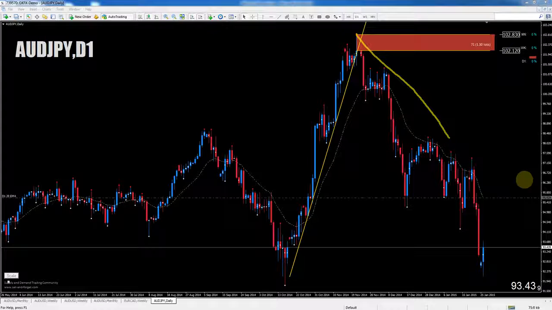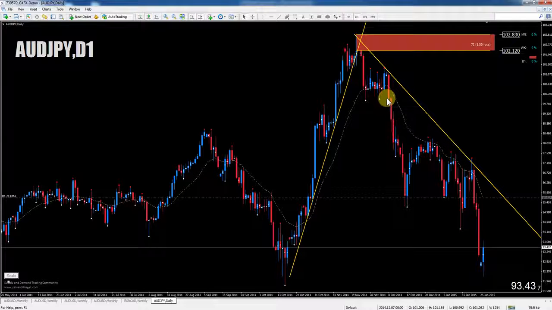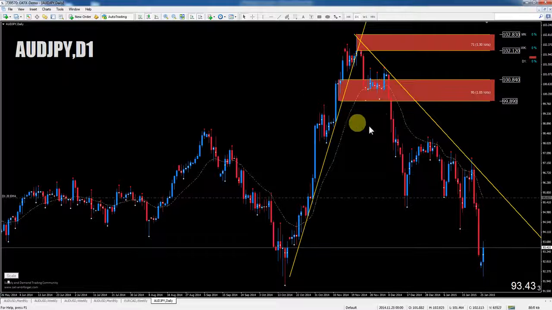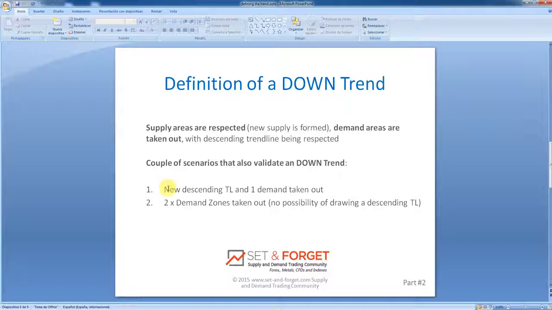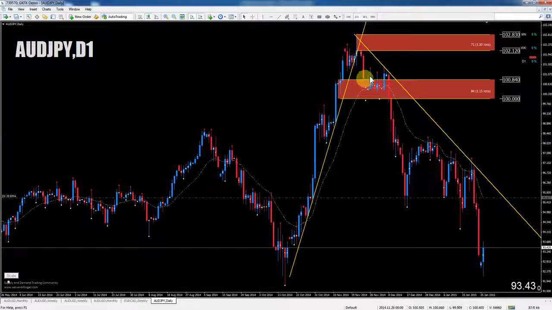That peak and that two peaks. That is this one with this one, and one area of demand being removed. Once we have that happening, okay, new descending trend line and one demand area taken out, we consider that we have a downtrend. And that happens exactly when we have this peak, second peak, and once we make a lower low than the low of the second leg of this peak. Right there, we are in a downtrend. Okay? So, else it would be consolidation.